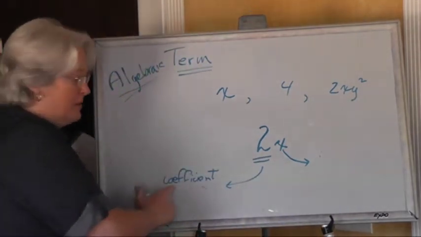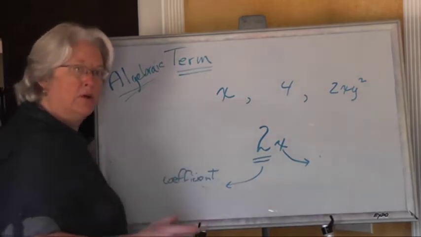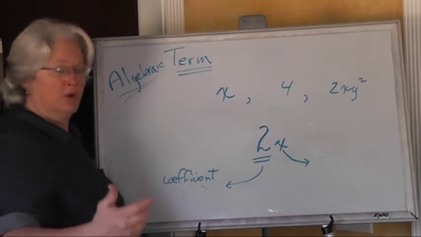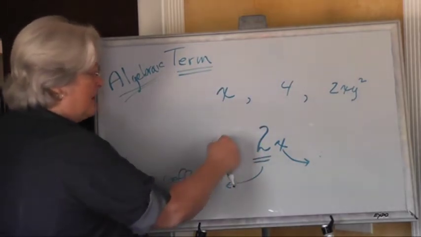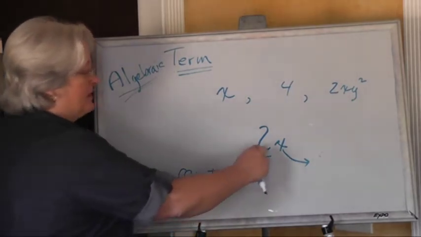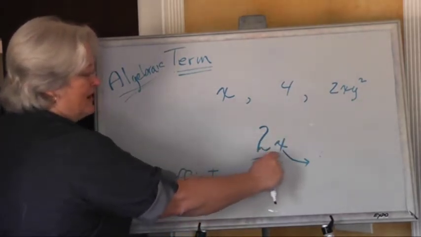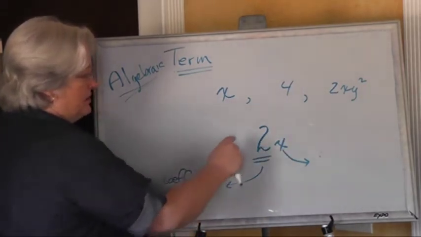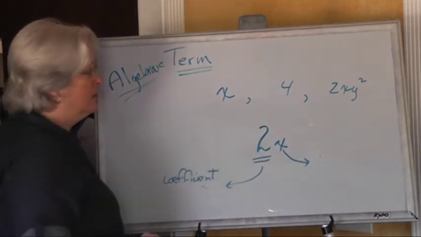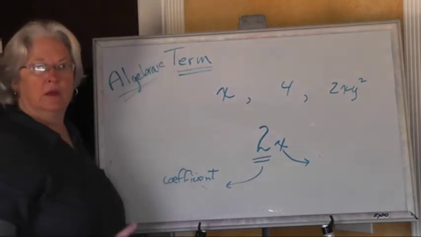What's important to remember is that you'll hear the word coefficient used over and over and over. The coefficient is the number part that is stuck right in front of the variable. Here we have the product. This is 2 times x. So this is one term. The coefficient is 2. Okay?